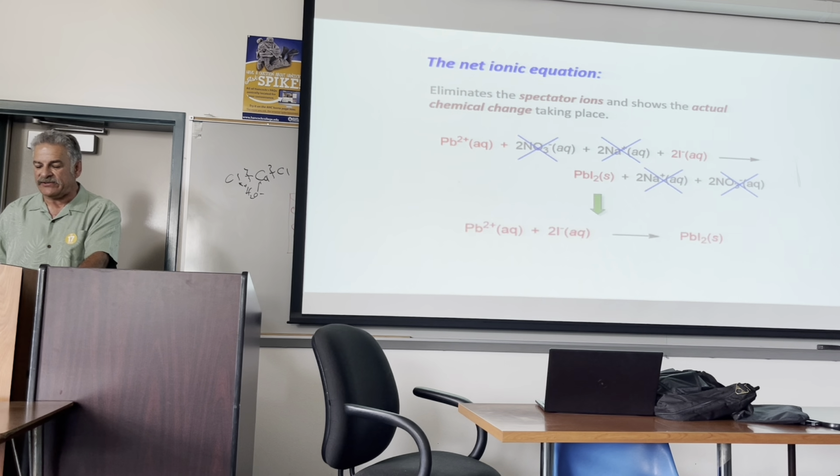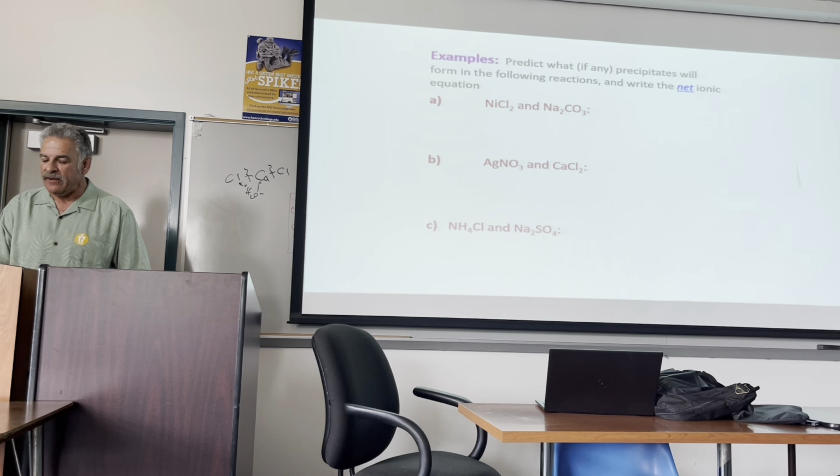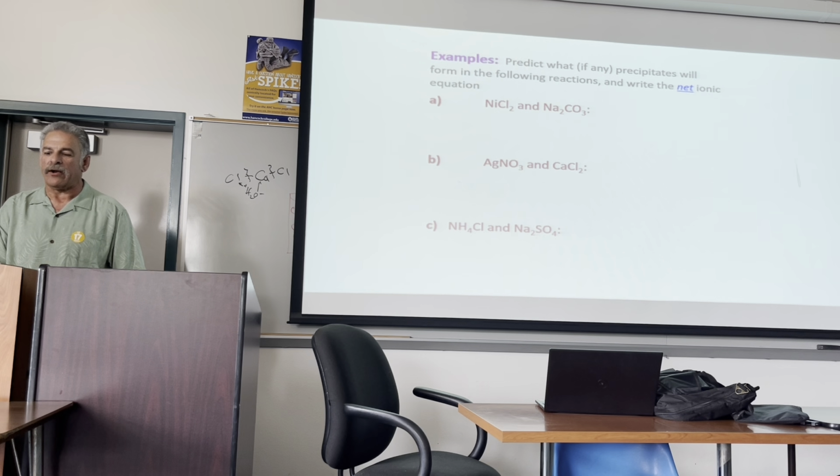We have another set of examples. I'm not going to do those. But what is going to be the switch? The switch is going to be between nickel and sodium, where they're going to switch. So we're going to make nickel carbonate and sodium chloride. And if you think about sodium chloride as salt, we know it's going to stay in the water. So that means the nickel carbonate is going to precipitate out.